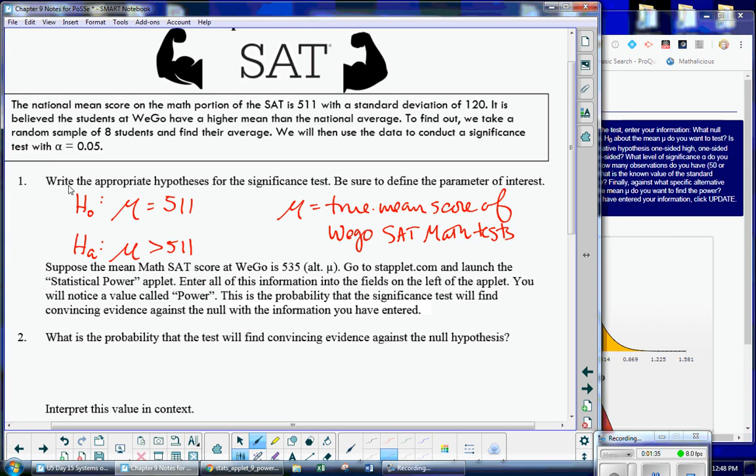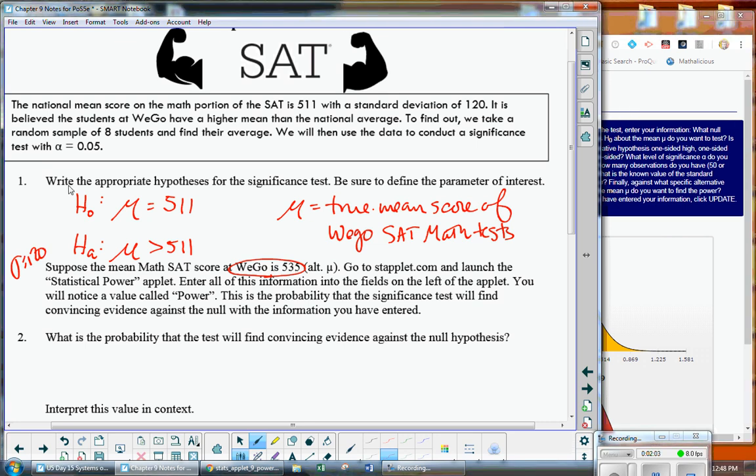Suppose the mean SAT score at WeGo is 535. That's going to be our alternative mu. Go to Statlet. The Statlet doesn't have it there, so I put one in Classroom. You'll see it, and I'll launch it right here. We're going to enter the information that we have, so our alternative is 535, and we've got a standard deviation of 120. I'm just doing that so I don't have to go back and forth.